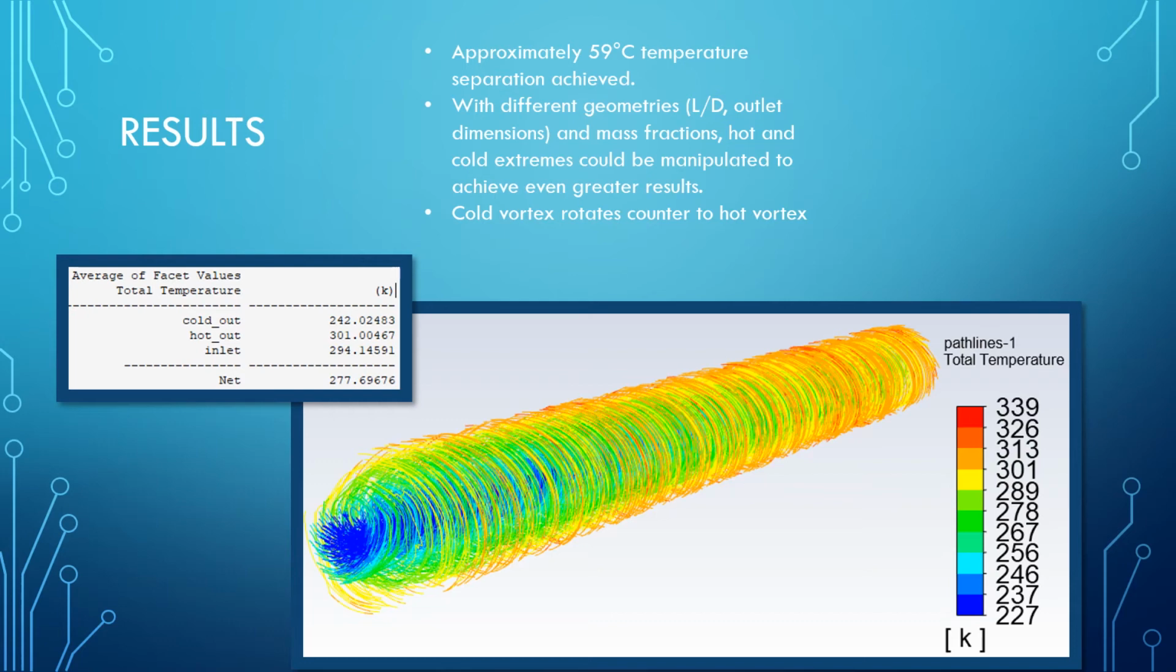And with different geometric properties like length over diameter ratio, different outlet dimensions, changing the mass fractions, you can manipulate the hot and cold extremes so that you can achieve either lower temperatures at the cold end, higher temperatures at the hot end, or if you want the best mix of mass flow rate and low temperature, you're going to get the highest refrigeration value if you're looking to cool something.